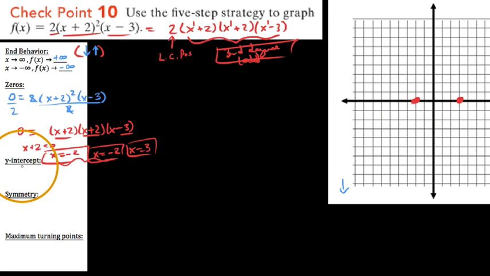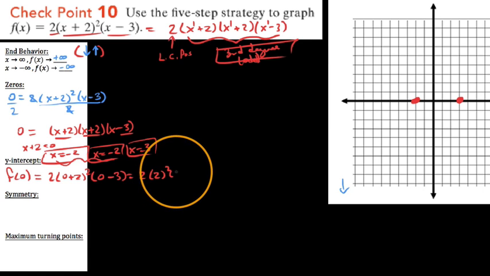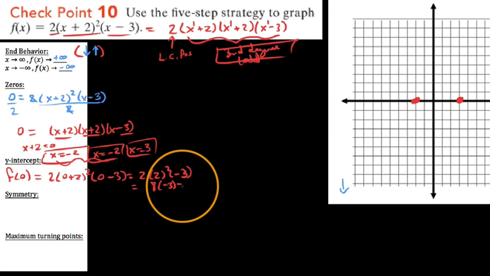So our y-intercept, to plug in 0 for x, that's really kind of a simple thing to do also. We already have this function in a manageable format here. So we get this here, we would say this would be 2 times 2 squared times negative 3. And then so we would get 2 times 2 times 2 is 8 times negative 3 is negative 24.